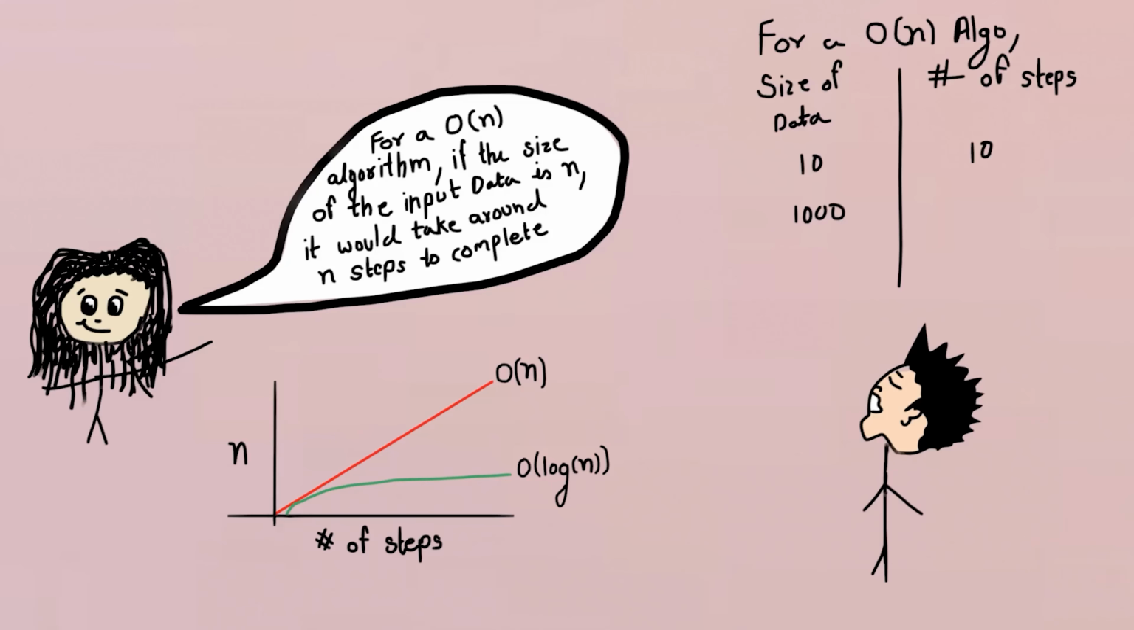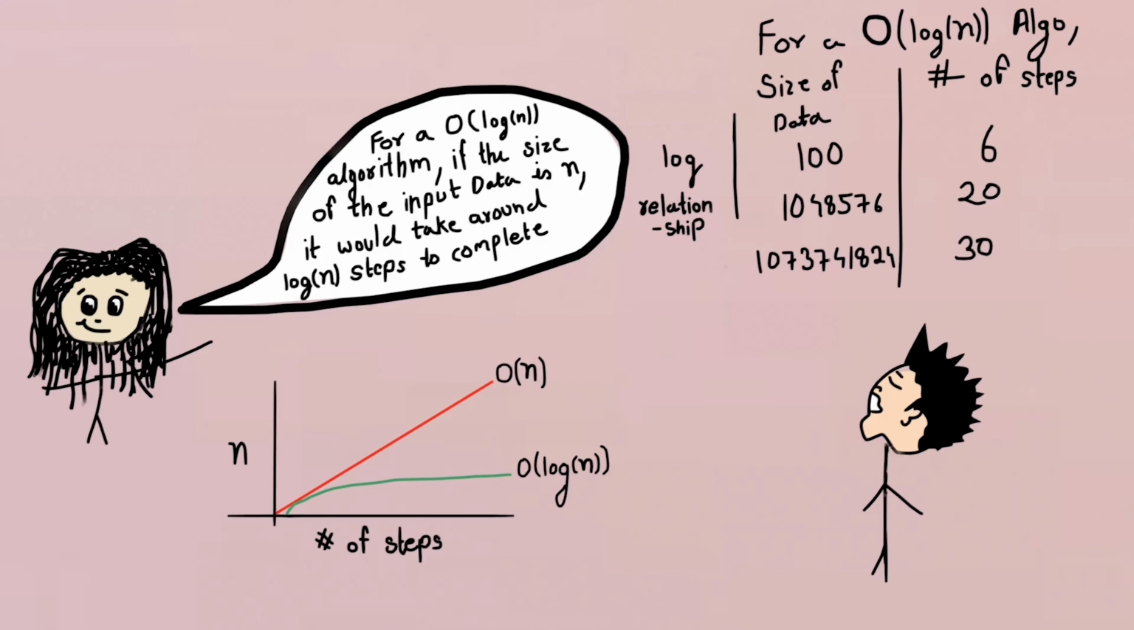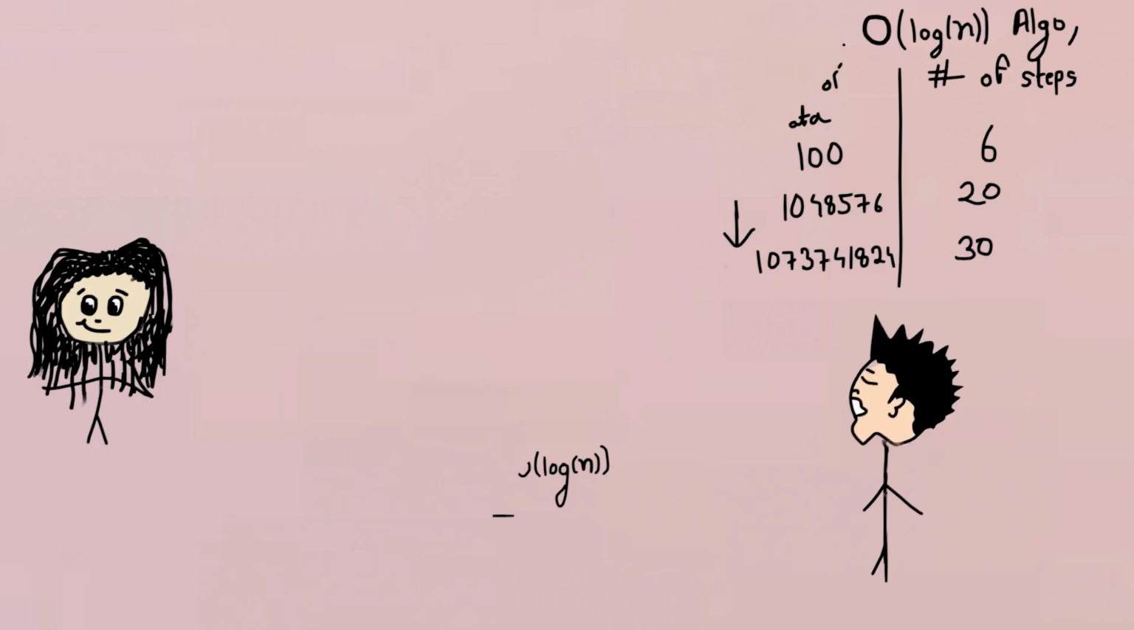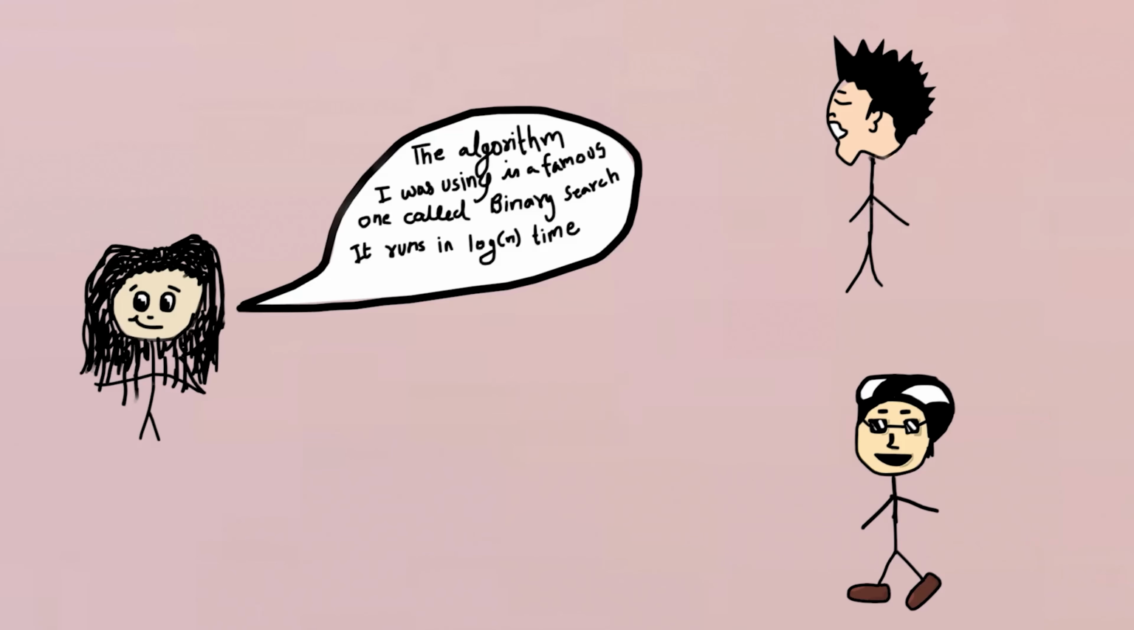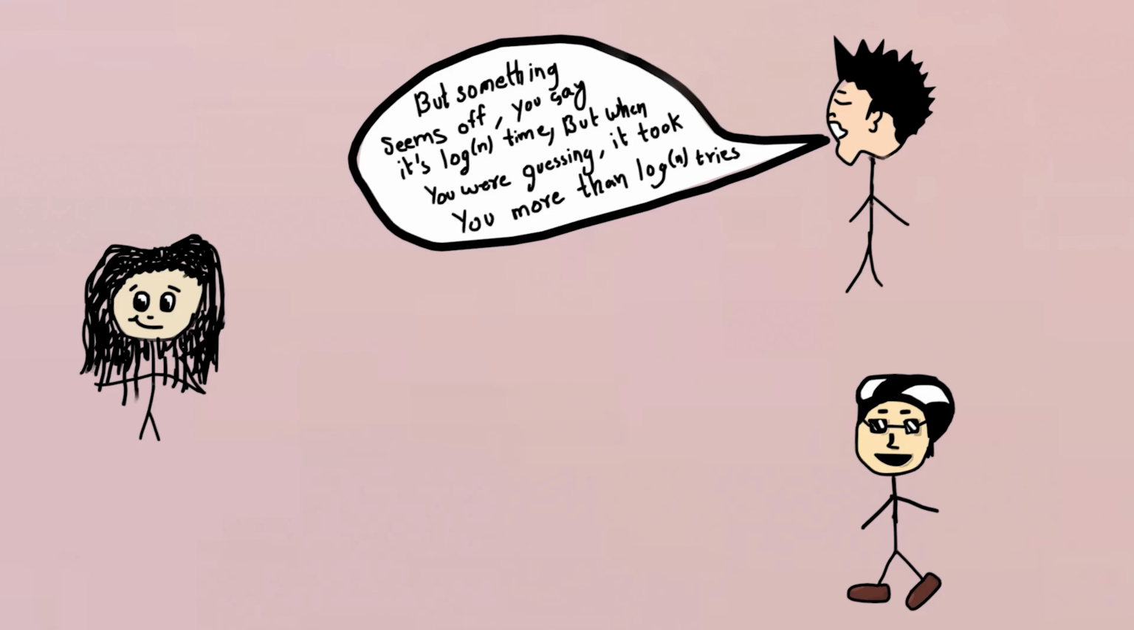For an algorithm that is O of n, if the size of the data set is n, it would take n steps. It grows linearly with the size of the data. For an algorithm that is O of log n, the number of steps grows much more slowly, even if n becomes very, very large. So coming back to Sam's algorithm, what Sam was actually doing is a very famous algorithm called binary search.